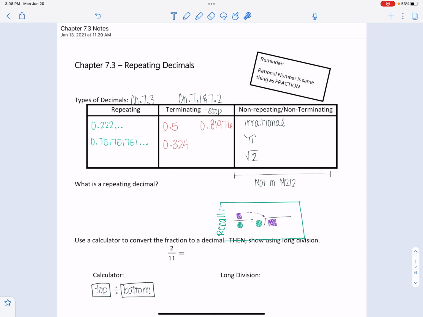We are now introducing this idea of repeating decimals. So repeating decimals always are going to have a pattern. So in this second one, you can see 751, 751, 751 repeats. And in this one up above, that number 2 starts to repeat. So they do go on forever, but they do repeat. There's a third type of decimal, non-terminating and non-repeating. Those are irrational numbers. The most famous one is pi and square root of 2. Those are not in Math 212, but certainly worth mentioning that that is the third type of decimal. We are focusing in on just these first two columns.